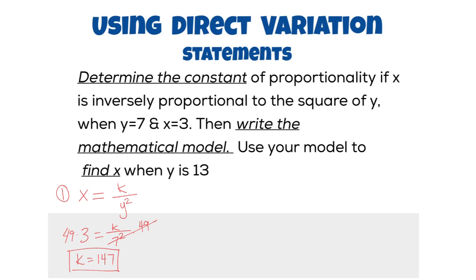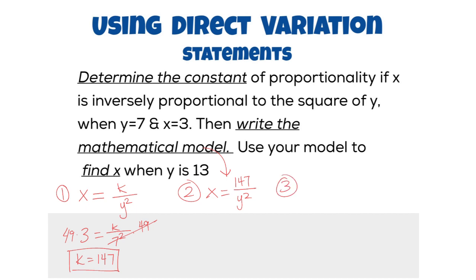All right, I sort of already did that, except that this is not all that helpful of a model until I know what k is. So when they say write the model, they want you to write it with your k value in there. So that's step 2. X equals, and instead of a k, we put the 147 over y squared. That is called your mathematical model.